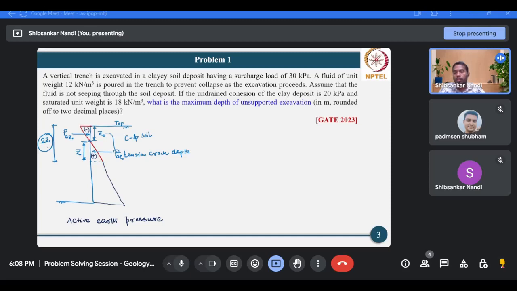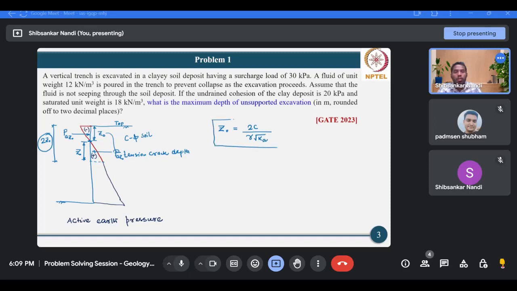So up to this much depth, there is no requirement of lateral support. If the excavation goes beyond this depth, then we have to provide some lateral confinement, which you can usually see in the case of excavation for metro station buildings and so on. Now, this Z0, this analytical form is very familiar to us.